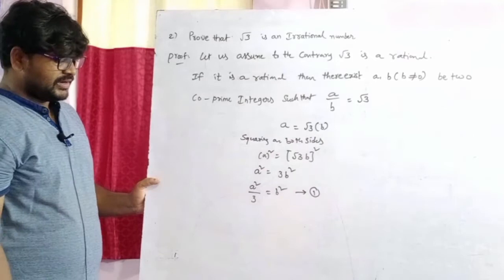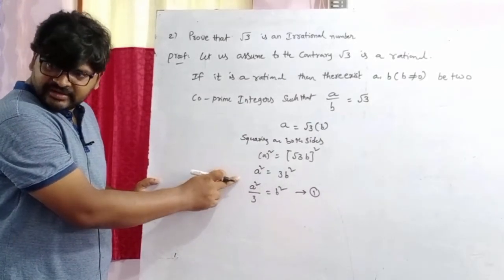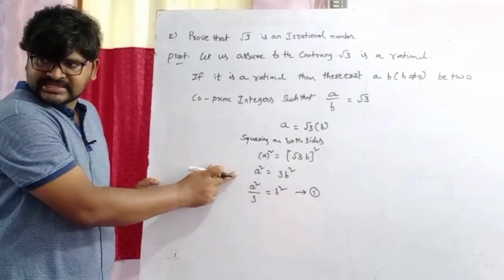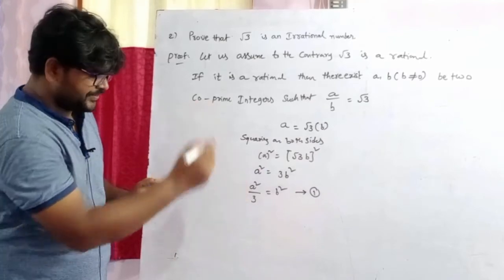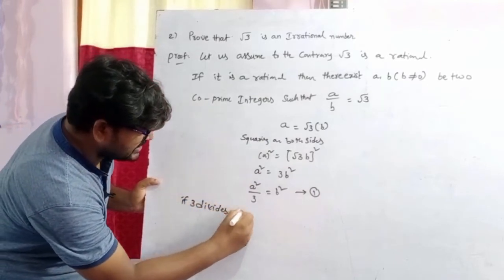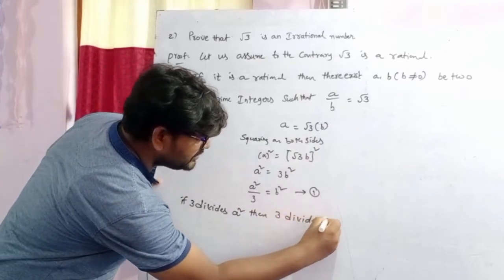Equation number 1. Statement: if 3 divides a square, then 3 divides a.